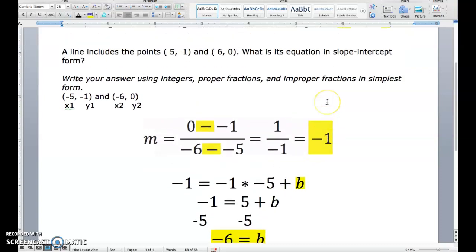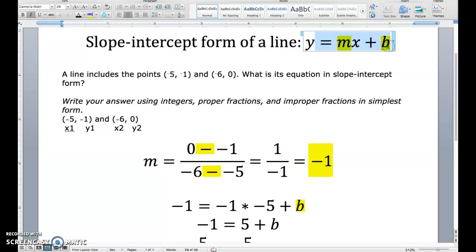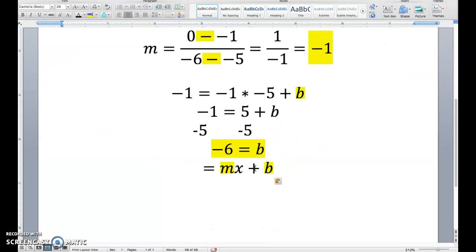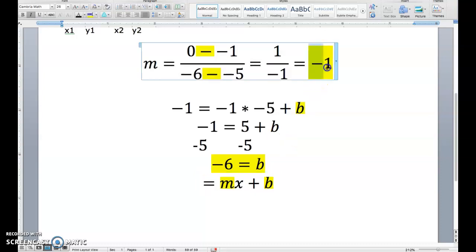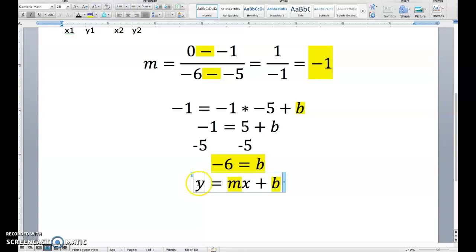Cool. Hopefully you notice right there that I got the two important results I need. I need the number for m, which I found was -1. I need a number for b, which I found was -6. So in my slope-intercept formula, y equals mx plus b, I can replace m with -1. I can replace b with -6. So b equals -6. So I've got y equals -1x plus -6. All right, cool.